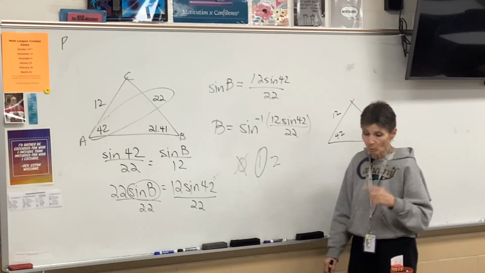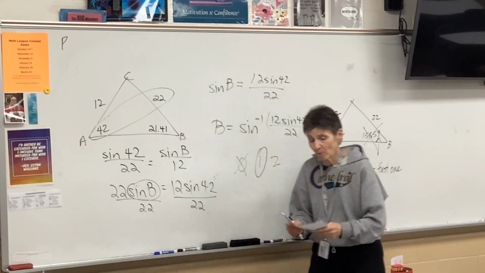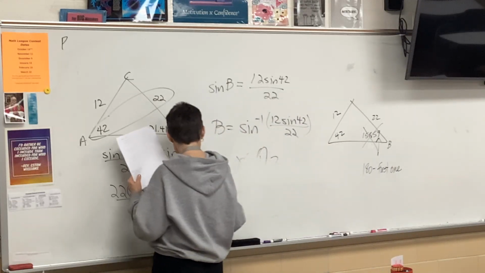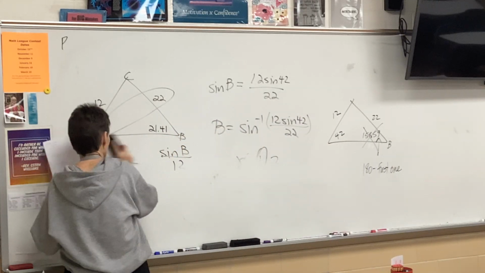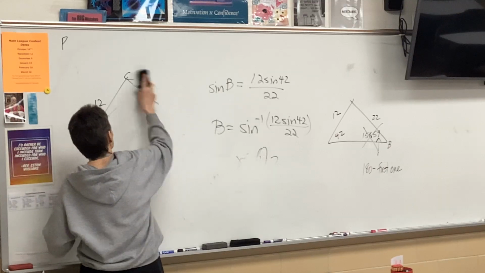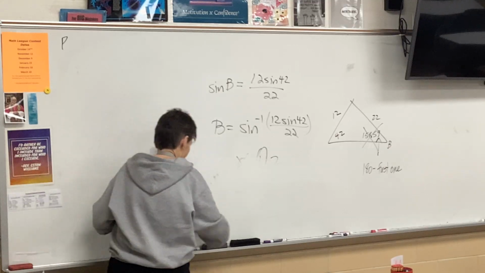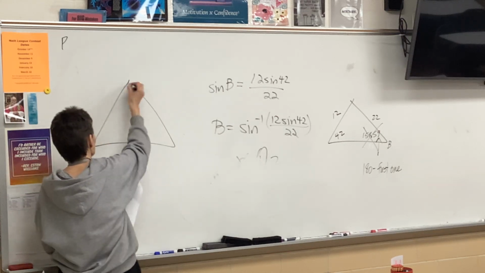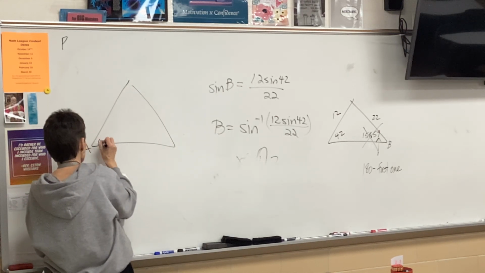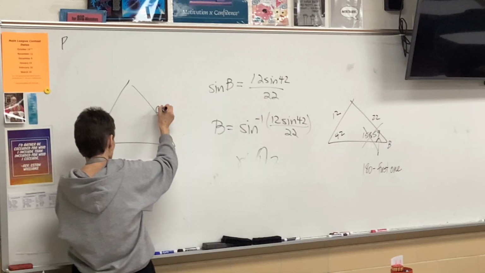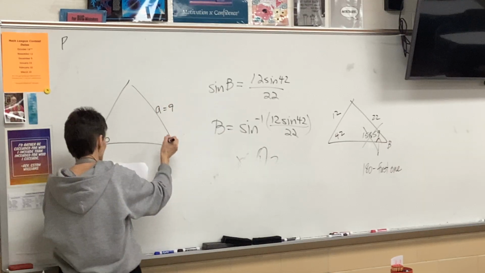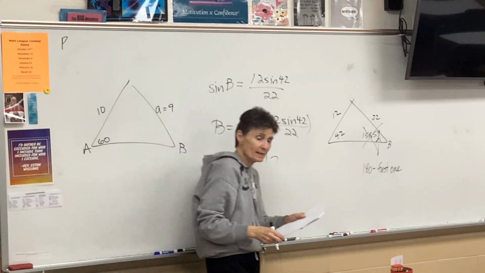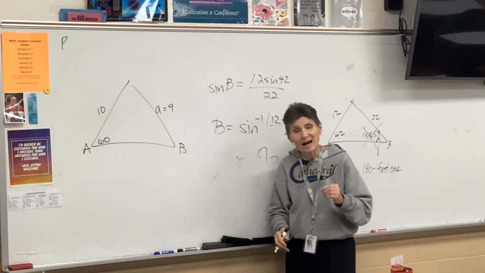All right, we're going to do one more. I'm going to save the last one for when we're together, but let's do one more, and then we'll call it quits for the day. So here we go. Here's my triangle. A is 60, side A is 9, and side B is 10. Remember, guys, little letters are sides.